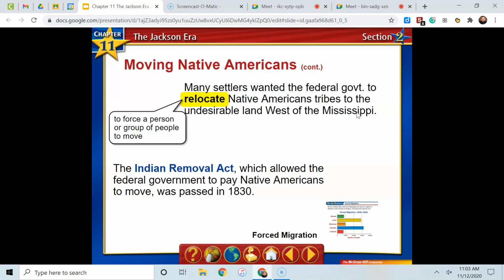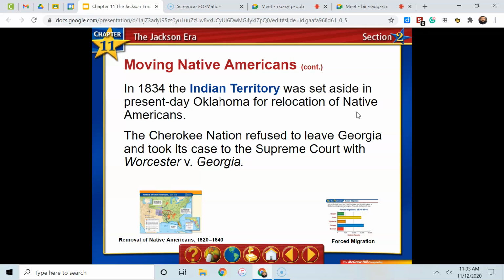And so Congress passes the Indian Removal Act, which allows the federal government to pay Native Americans to move. And this was passed again in 1830. You're going to see that it's going to involve moving thousands of people. So in 1834, the Indian Territory was set aside in what is now Oklahoma. This was territory that was largely created as reservations for Native people and Native American Indians to live on. And in particular, you're going to have several tribes that are going to push out against this and resist this. Among them are the Cherokee.